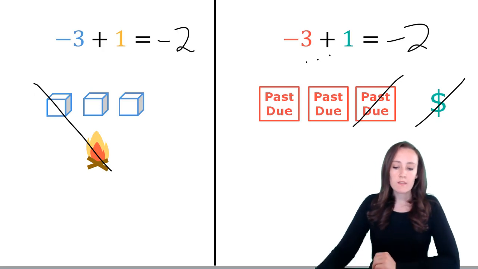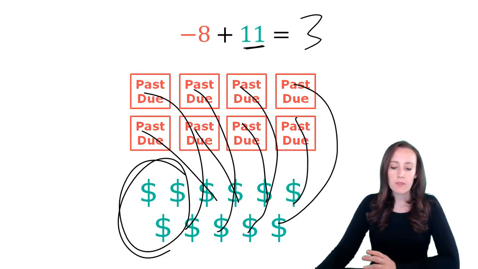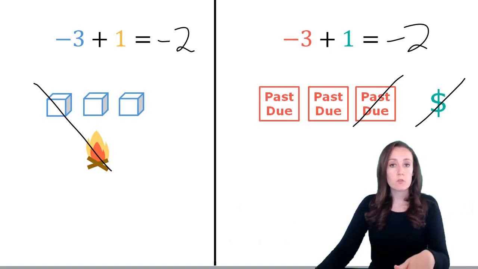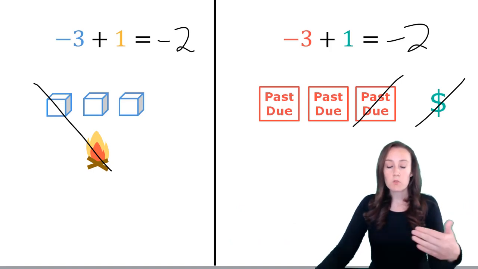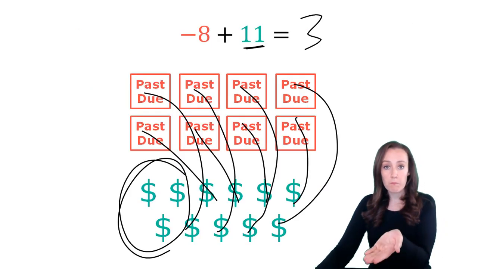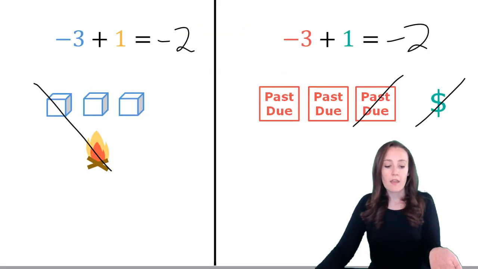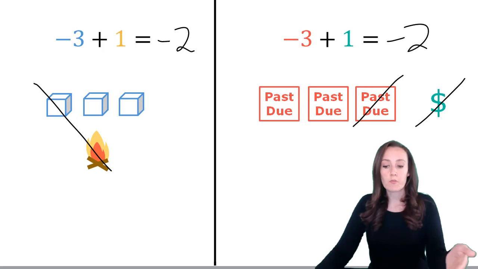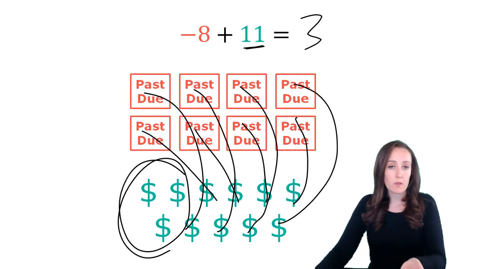So notice that this is a little bit different than this problem, because in this problem, I was left with $3 of positive money, versus in this one, I was left with $2 of debt. So it depends on which number is bigger. Like in this number, the positive number was bigger, and in this problem, the negative number was bigger. And so we were left with leftovers that were negative versus in this one, they were positive.